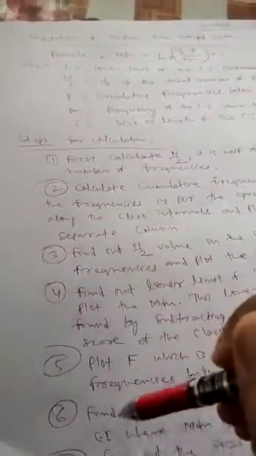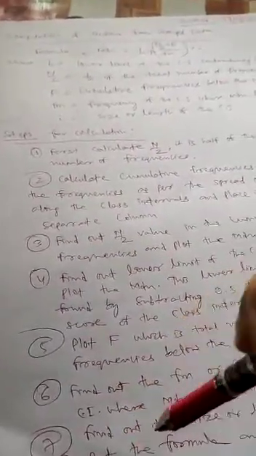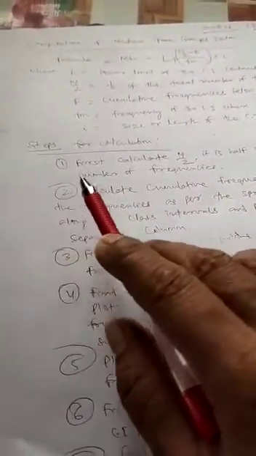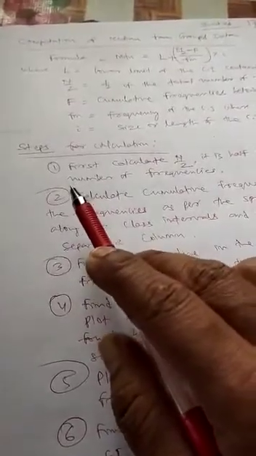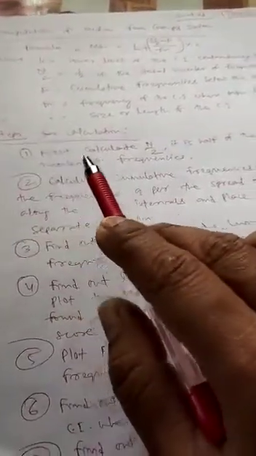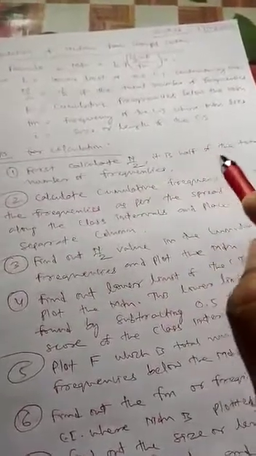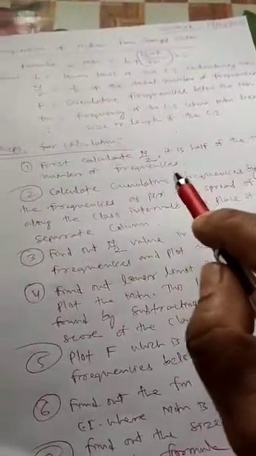Although these steps are not to be written when any question comes straight away in the final exam, you must know this for the purpose of convenience. Steps for calculation. First, we have to calculate n by 2. We have to know the half of n. It is the half of the total number of frequencies, right?